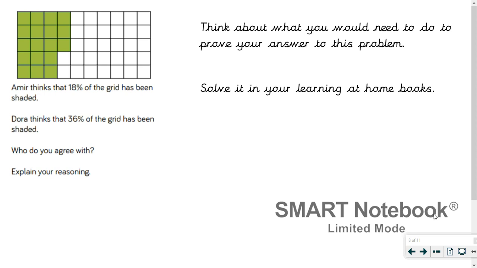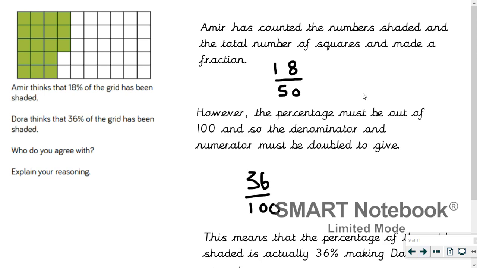Okay, hopefully we're back, and we'll go through the answers now. So Amir has counted the numbers shaded and the total number of squares and made a fraction. So he's counted 18 green squares, and he's counted 50 squares in total. So he's put the 18 as the numerator and the 50 as his denominator. However, we know that a percentage must be out of 100. We make the denominator 100 in our method. This one's 50, so cannot be a full percentage. So it's definitely not the 18% he's got on top here.